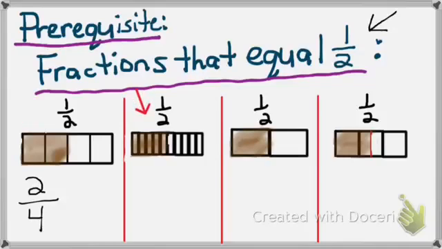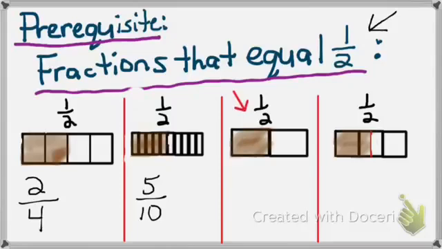In our next Hershey bar, again, if I look at it as a whole, it looks like I have 1/2 of a Hershey bar. But how many pieces did it take to make a whole? 10. I have half of them. What's half of 10? 5. So 5/10 is equal to 1/2.